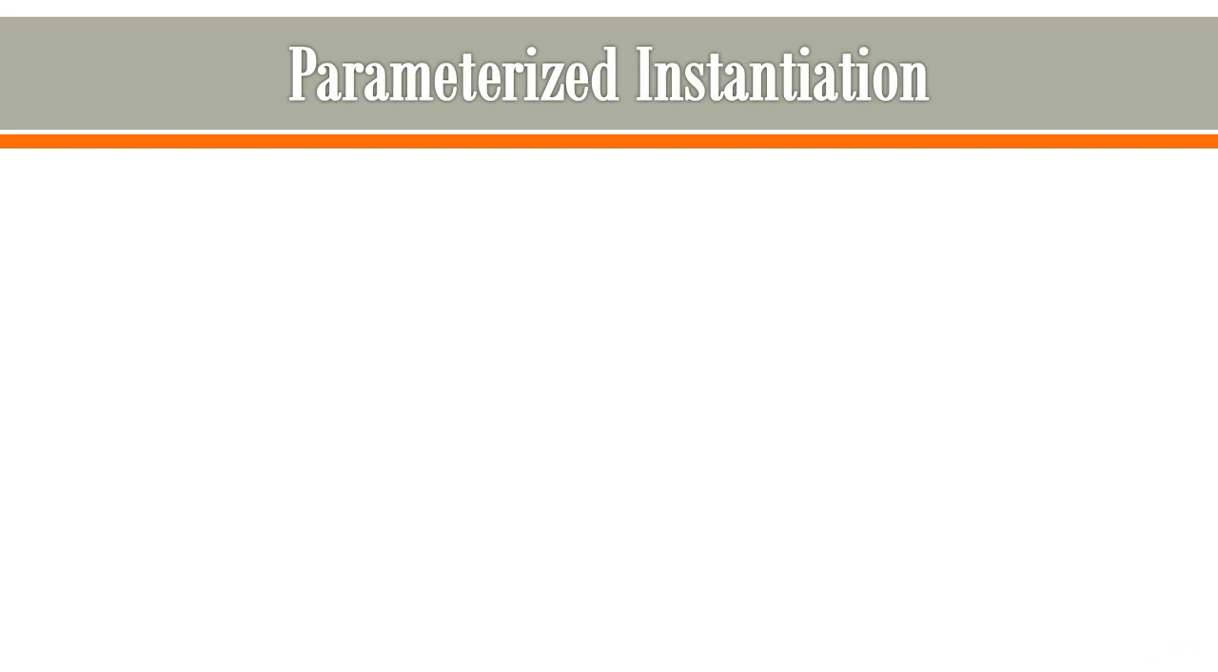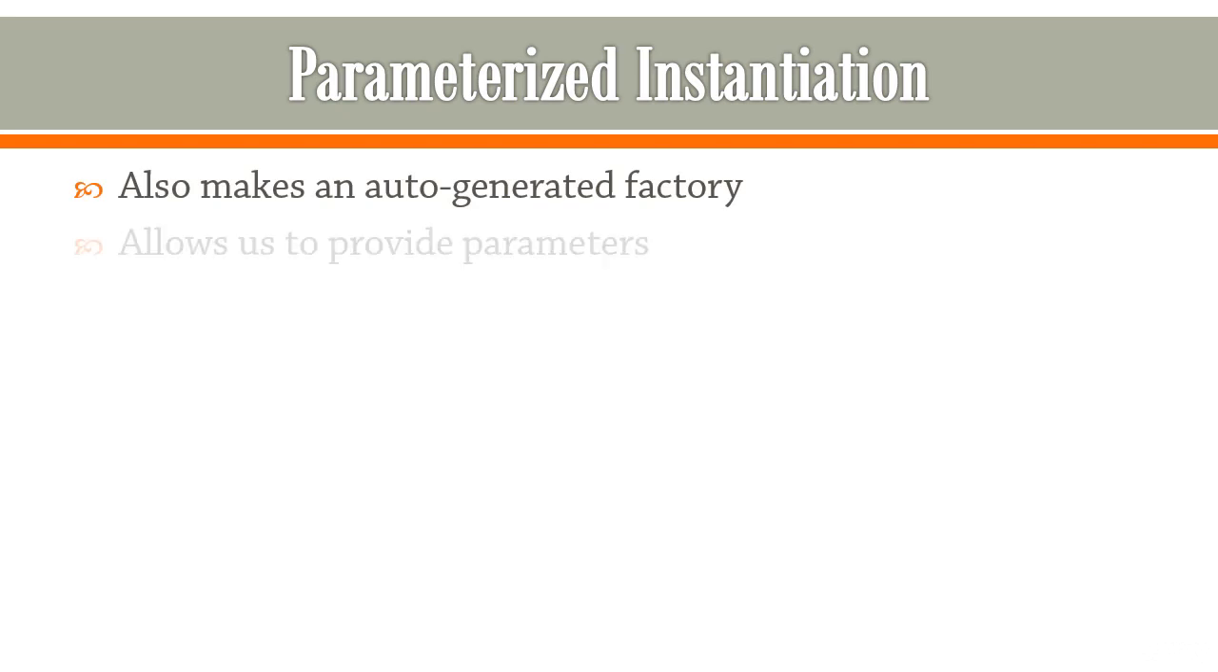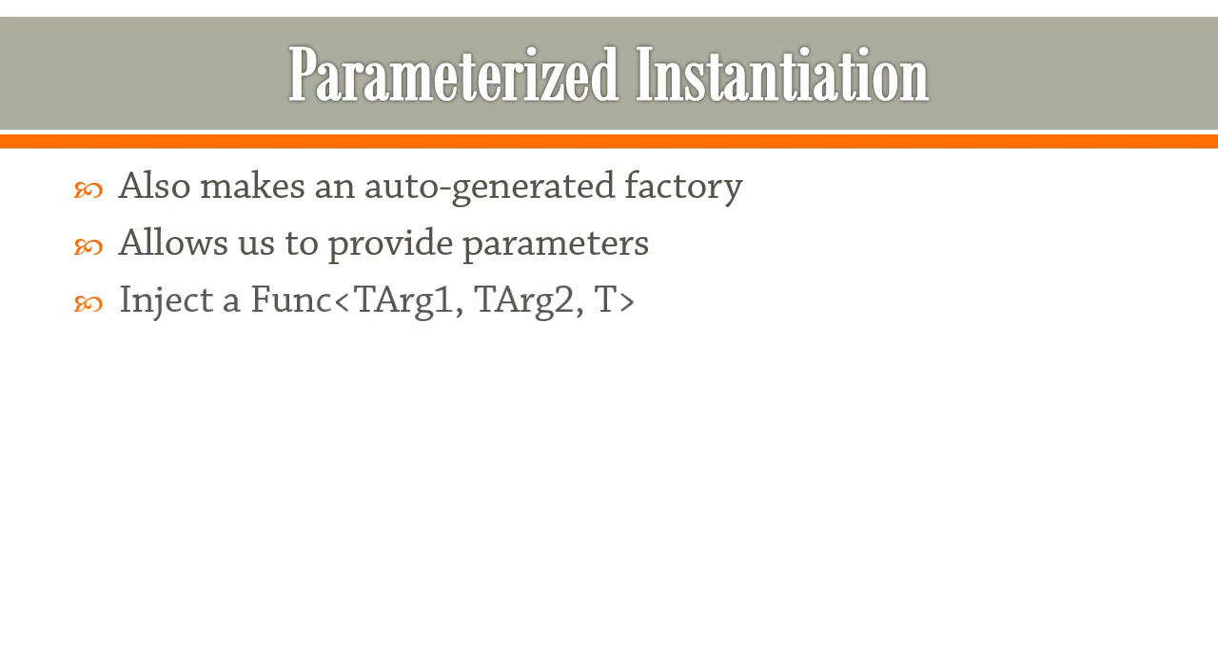Next up, let's talk about parameterized instantiation, and this also makes an auto-generated factory, but it also allows us to provide parameters. So instead of injecting a Func of T, you can inject, for example, a Func of TArg1, TArg2, and T. So the idea here is that you have this factory function or factory method, and it takes two arguments of type TArg1 and TArg2, and it returns the type T.